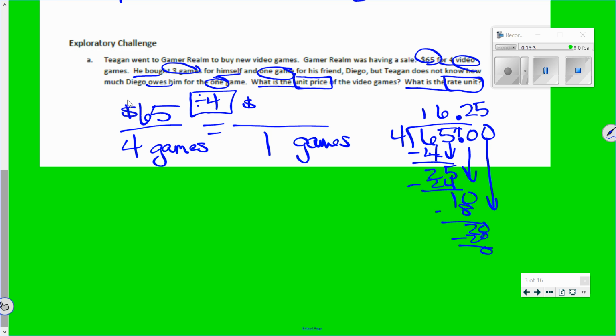Now some of you that are really good with money could have said as soon as I hit that 1, it's 16 and 1/4 dollars, so 16 and a quarter. I'd be okay with that.